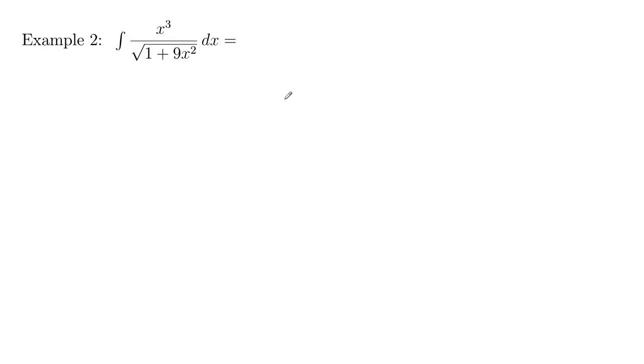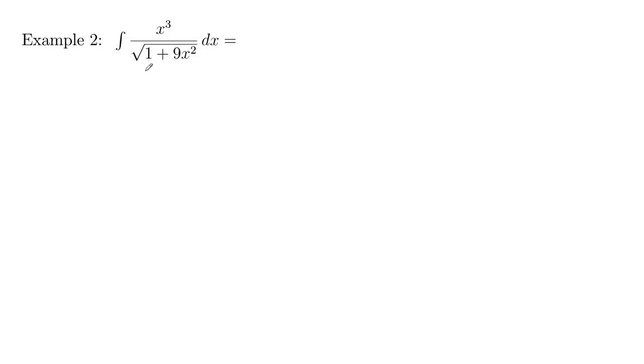Let's try this trig substitution again. So here we're looking at an example, the integral of x cubed over root 1 plus 9x squared. Notice u substitution won't work well on this. We could break that up as x squared times x, and the x could be part of your du, but then you've got an x squared left over on top.